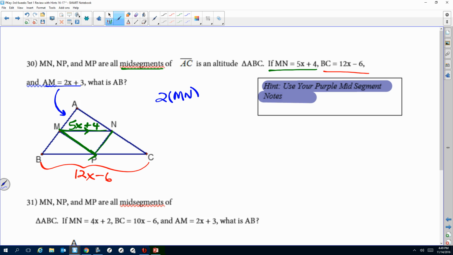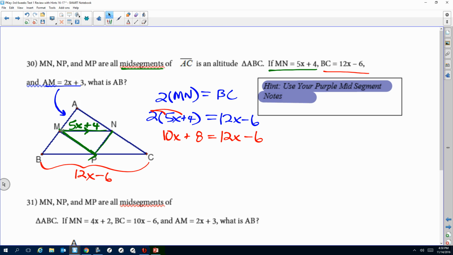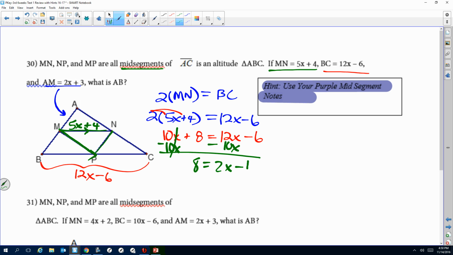So I had to double MN to equal BC. So we're going to do 2 times the quantity 5x plus 4 first. Make that equal to our 12x minus 6. So you're going to distribute. We get 10x plus 8 equals our 12x minus 6. Then we're going to start with our smallest variable, which is our 10x. Minus the 10x on both sides, so the x's will cancel out on one side. We get 8 equals 2x minus 6. Then we're going to get rid of this minus 6 by adding 6 to both sides. So we get 14 equals 2x. When we divide by 2, yep, you know it, x equals 7.